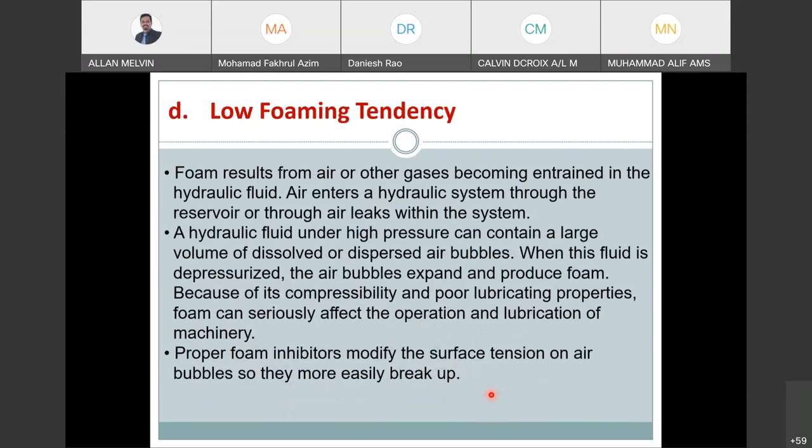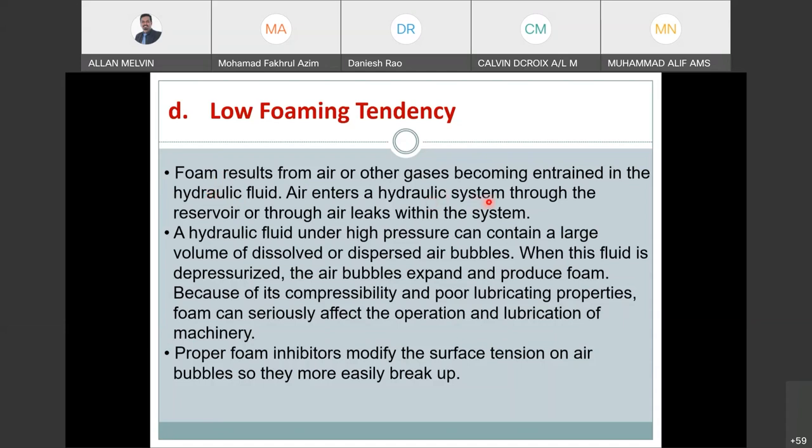Okay, D, low foam tendency. Okay, foaming tendency. Dekat sini dia bagi explanation lah how foam can be dangerous. A foam results from air or other gases becoming entrained in the hydraulic fluid. So meaning, if your hydraulic fluid is exposed to air, environmental air, so air bubble can enter inside. So, kalau you tengok hydraulic fluid dalam pipe yang transparent, is there any bubbles inside? Kalau ada bubble tu, after some time it will start to have foam.